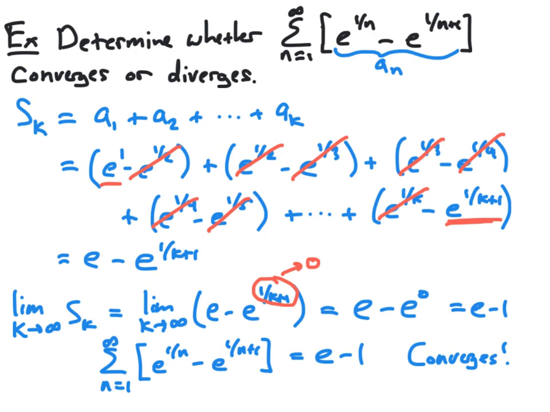Since the sum of our series is defined to be the limit of our sequence of partial sums, the series n equal 1 to infinity of e to the 1 over n minus e to the 1 over n plus 1 is going to be e minus 1, and therefore this series converges.